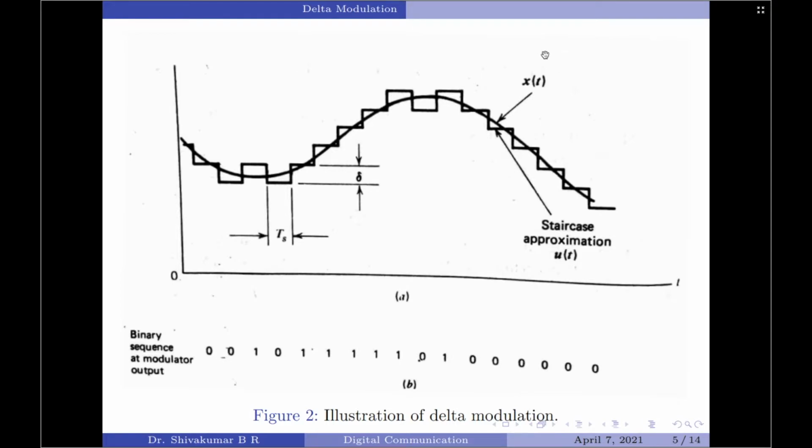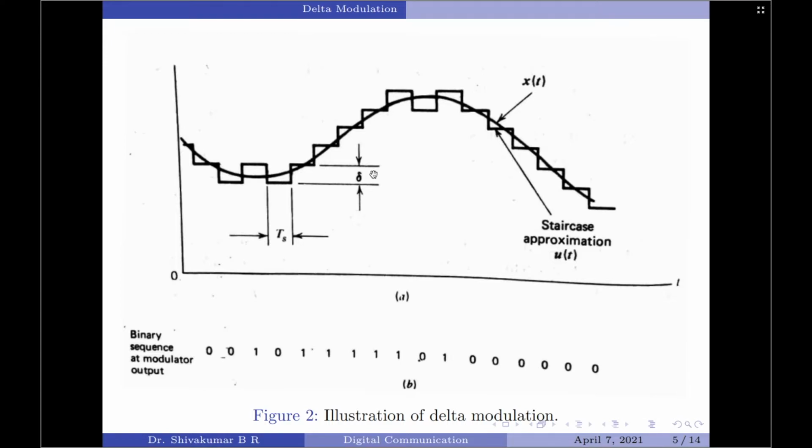I am going to repeat once again. If the approximation falls below the signal at any sampling instant, then the approximation is increased by delta. If on the other hand, approximation lies above the signal, then the approximation is decreased by delta. Since our input signal is oversampled, we find that the neighboring samples exhibit high correlation. Therefore, we find that the staircase approximation always remains within the plus or minus delta of the input signal.